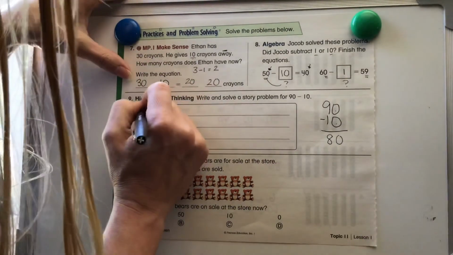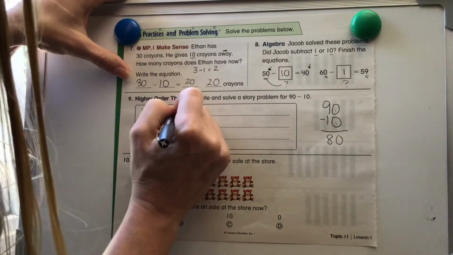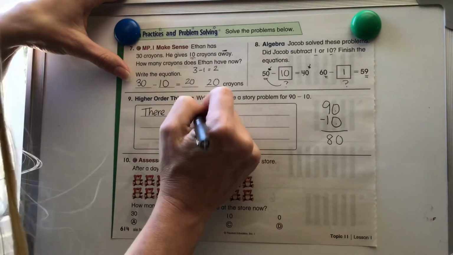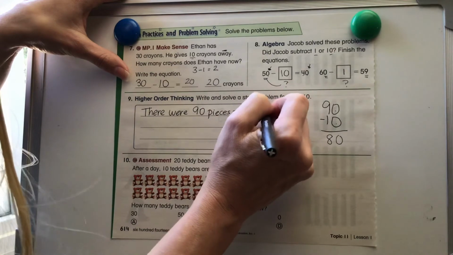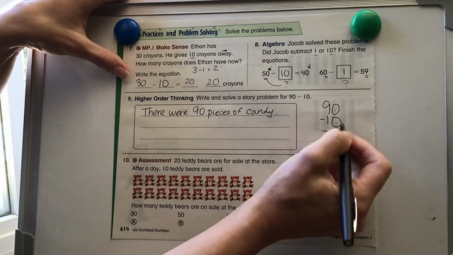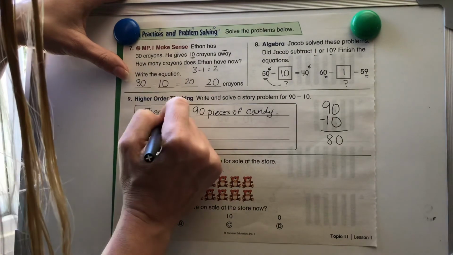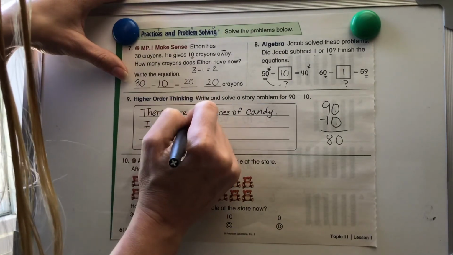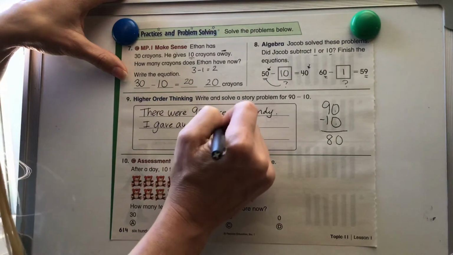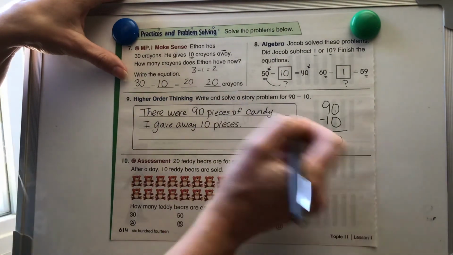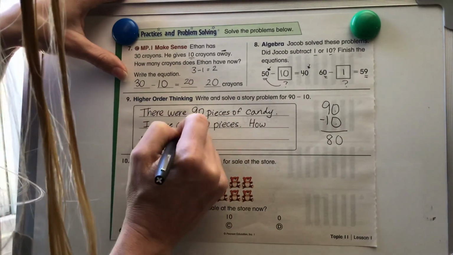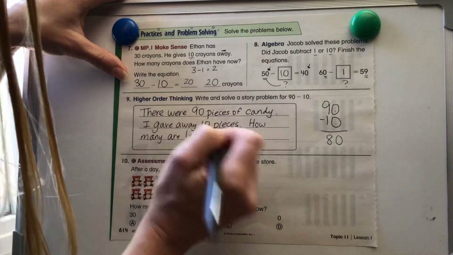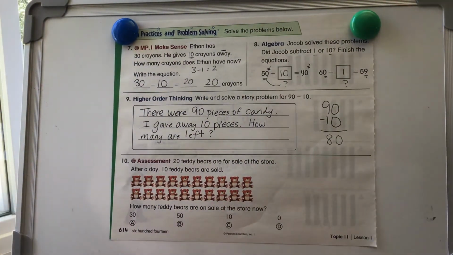I can say there were 90 pieces of candy. Okay, and we're giving away 10 of them. I gave away 10 pieces. And now I can say how many are left. How many are left? And again, you guys get to put this in your own words. So you can make up whatever story problem that you would like to.